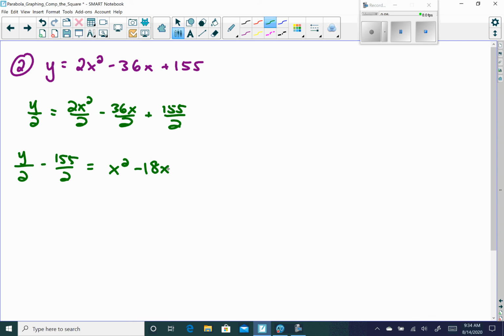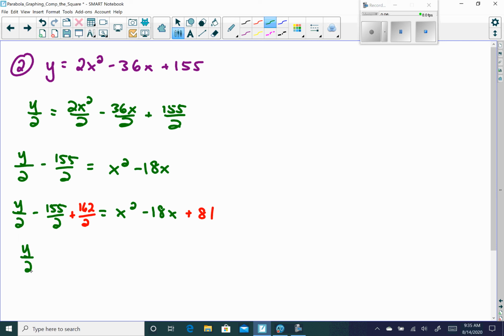Now this is where I'm going to add to complete the square here, figure out what to add to each side. So half of 18 will give me 9. 9 squared is 81. Now because I have a fraction over here, I want to get a common denominator. So 81 over 1 is really 162 over 2. I want to already turn that into an equivalent fraction here, and then this will allow me to combine it.